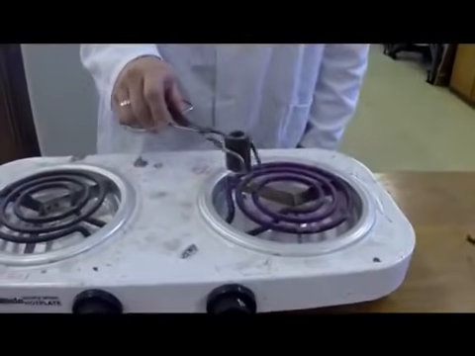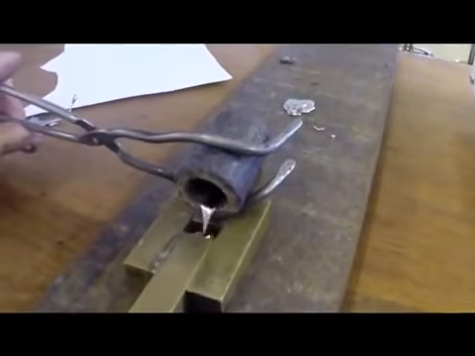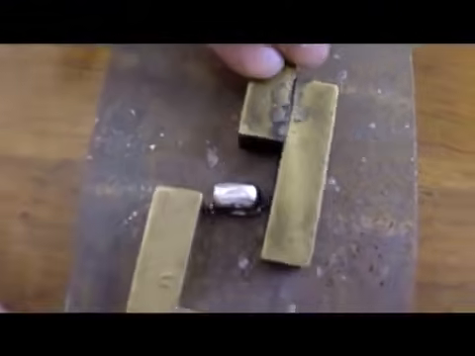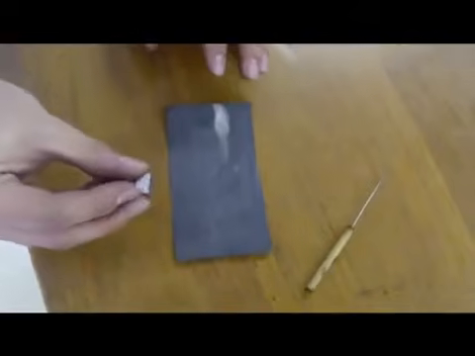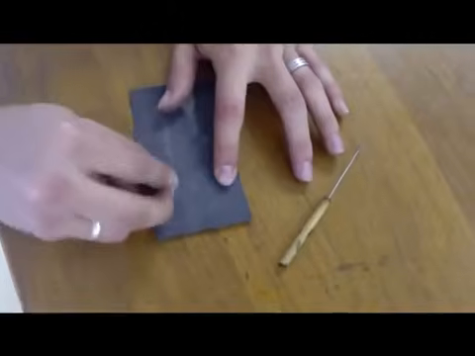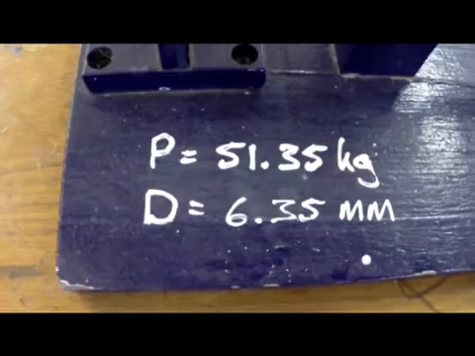Once the metal is molten, pour it into the gap between the molds. Give the metal a few seconds to solidify before removing it from the mold. Sand down the rough edges of the casting in order to ensure a smooth surface on which to perform hardness tests. Take note of the load and ball diameter of the Brinell hardness tester.